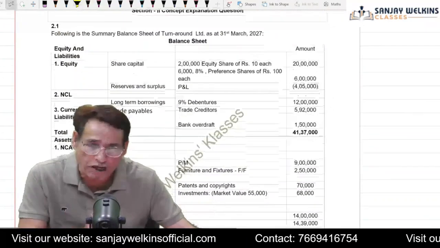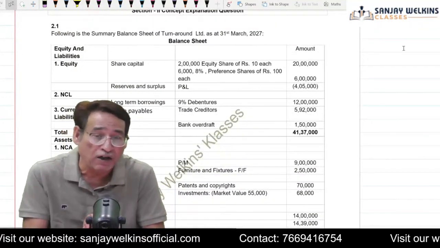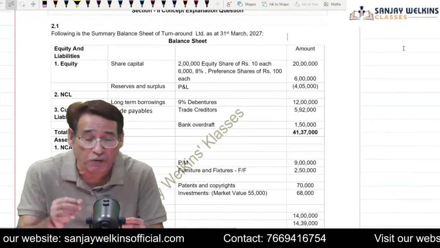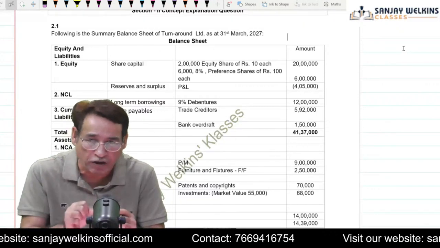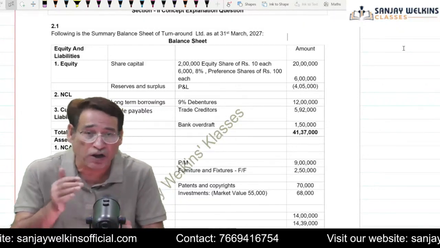So it is a very simple topic, but in spite of that, it is not as simple as it may appear on face value. And that's actually the folly which is committed by the student fraternity. And ultimately in the examination, they have to suffer a lot.